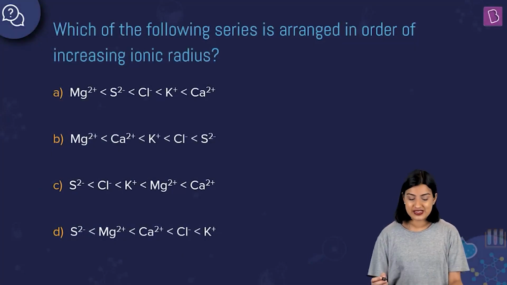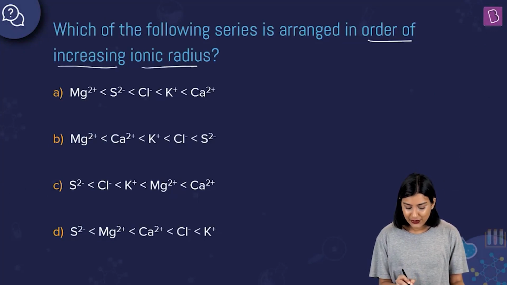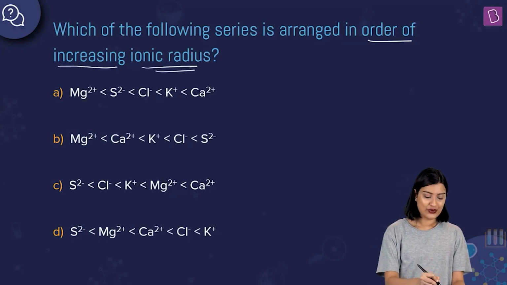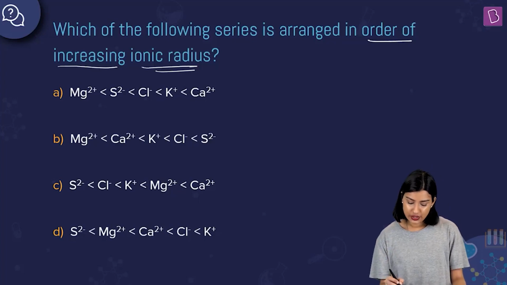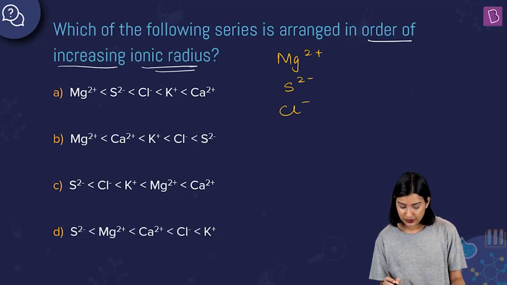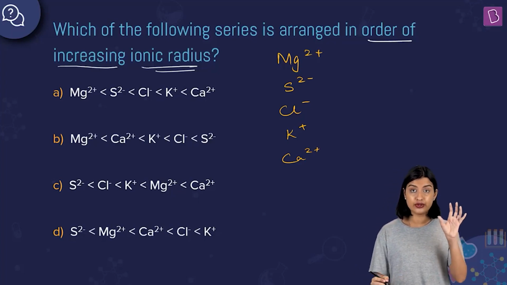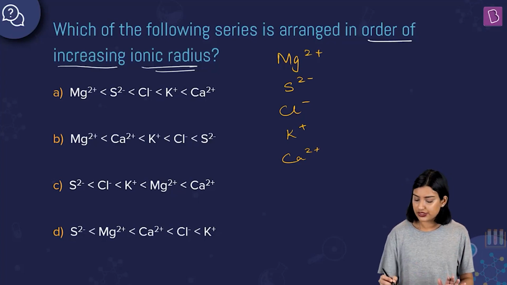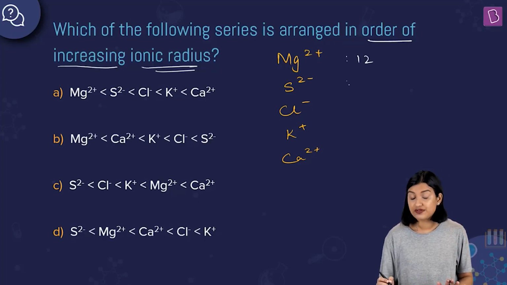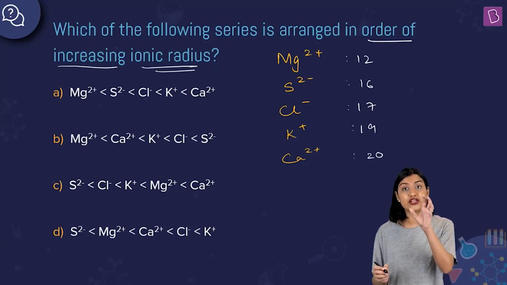Alright, so here they're asking which of the following series is arranged in order of increasing ionic radius. What are the species in question? You have Mg2+, S2- sulfide, chloride, potassium+, and calcium 2+. First, we're going to write down their atomic numbers. The atomic number of magnesium is 12, of sulfur is 16, chlorine is 17, potassium is 19, and calcium is 20.